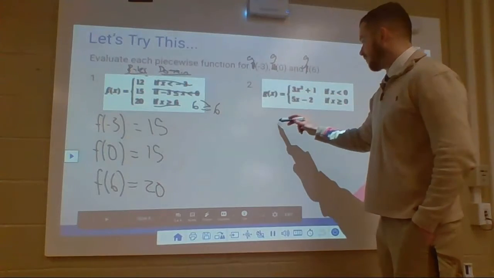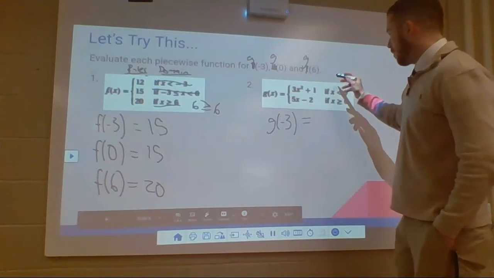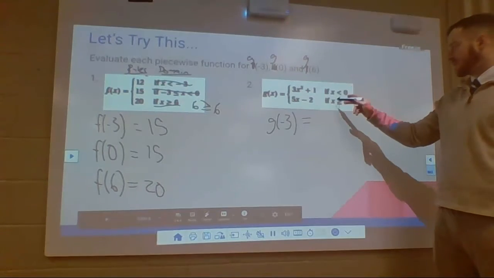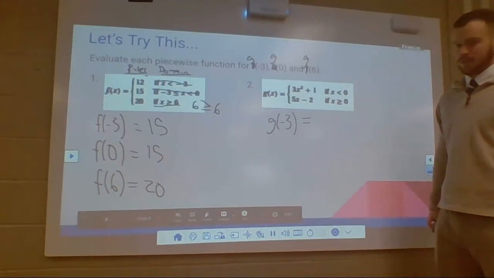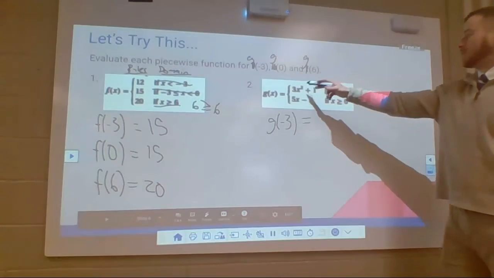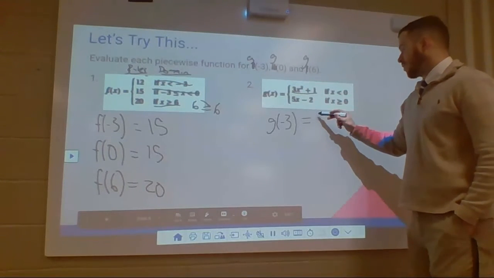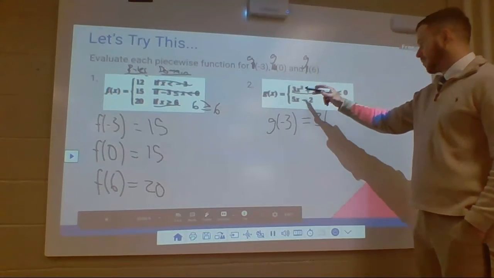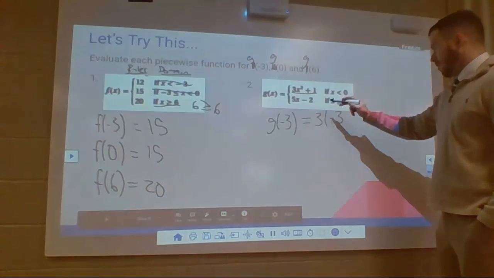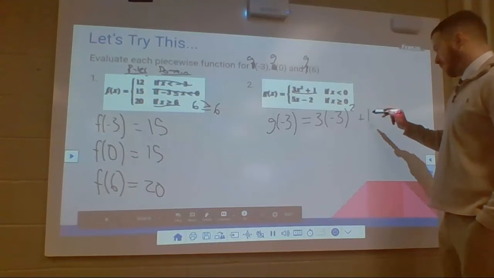All right, so now we're going to find g of -3. Well, we've got to check which domain that fits into. Is -3 less than 0 or is -3 greater than or equal to 0? Well, -3 is less than 0, right? So we're going to use this rule. I'm going to substitute -3 in for x. So 3 times -3 squared plus 1.